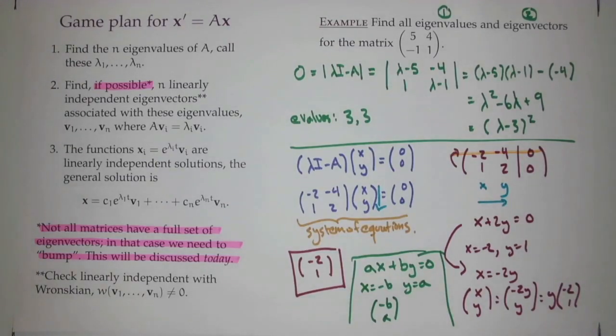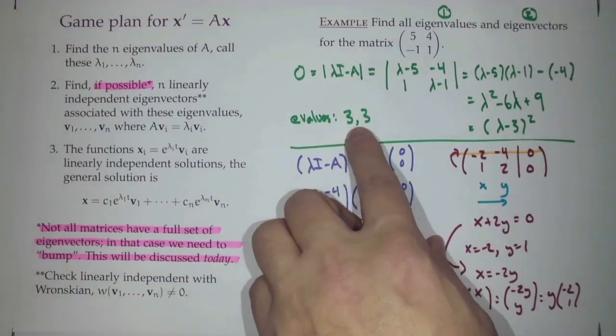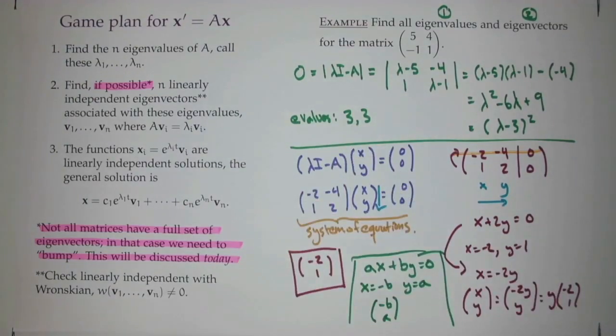Okay, so this is an example where we have a shortfall. We don't have enough eigenvectors. Now you might notice that the eigenvalue was repeated. That's not a coincidence. Every eigenvalue always has at least one eigenvector. So if your eigenvalues are distinct, you'll never have a shortfall. You'll always succeed in finding eigenvectors.